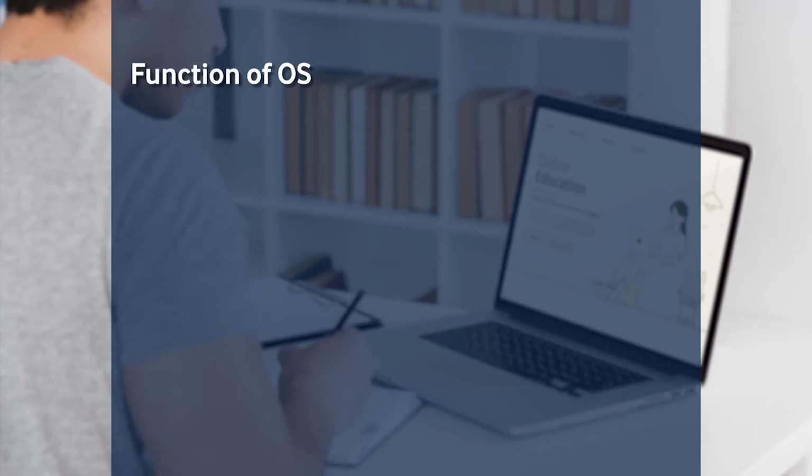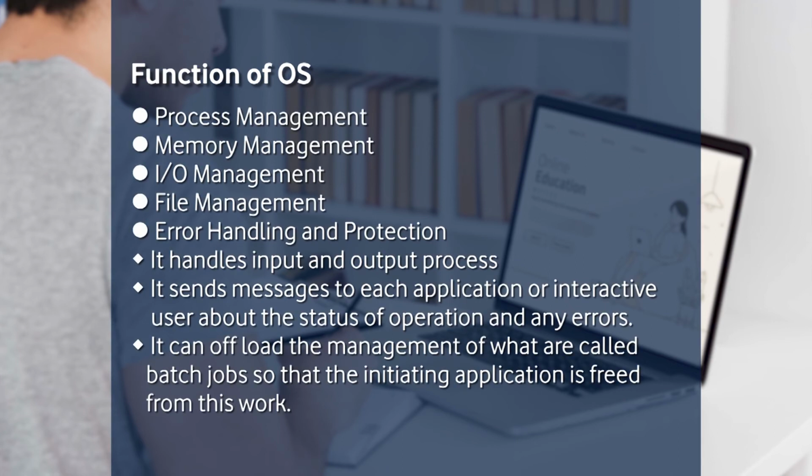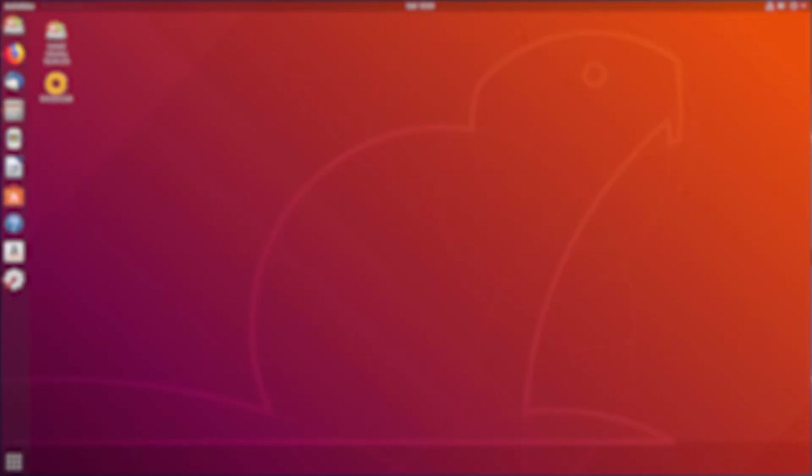So, very quickly let me summarize the operating system, then we will touch a little bit on Ubuntu. The main function of the operating system can be seen as process management. Process management means managing different application activities, and then memory management, IO management, file management, error handling and protection, and then security.